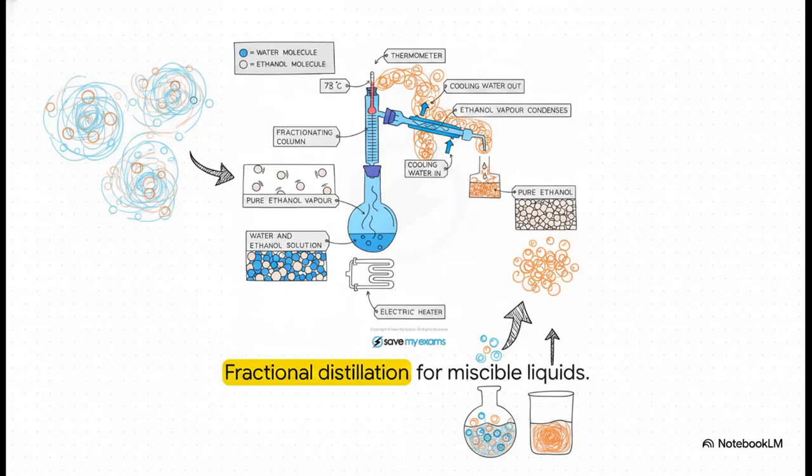flask. But what if we're dealing with two liquids that perfectly mix together? We call those miscible liquids, like alcohol and water. For that, we're going to need to upgrade to a fractional distillation setup.